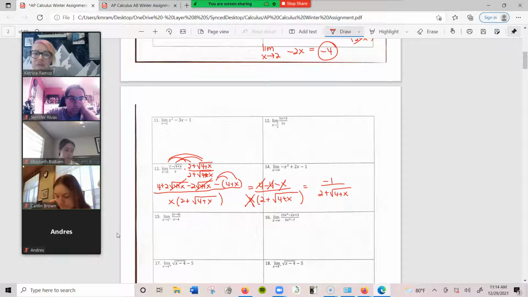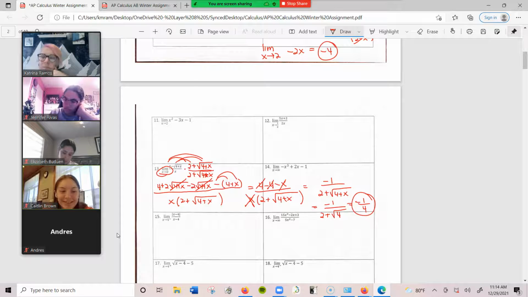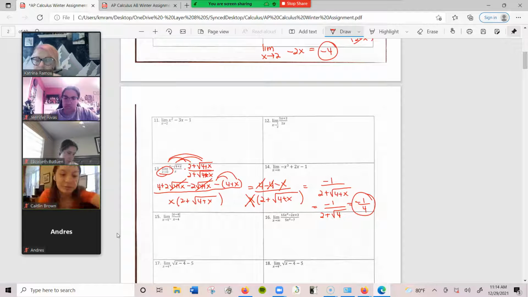Now, once we've simplified, I can't do anything else. I look back at what I'm supposed to be plugging in, which is 0. I can now plug in the 0. So this would be negative 1 over 2 plus the square root of 4 plus 0, so 4. The square root of 4 is 2, so negative 1 over 2 plus 2 is negative 1 over 4. Yeah?